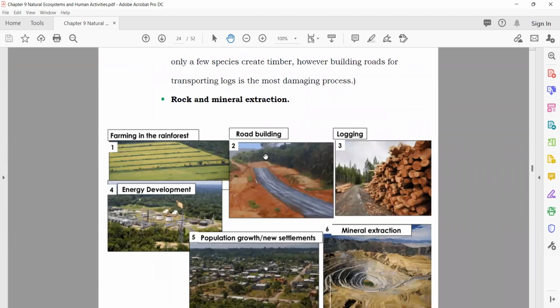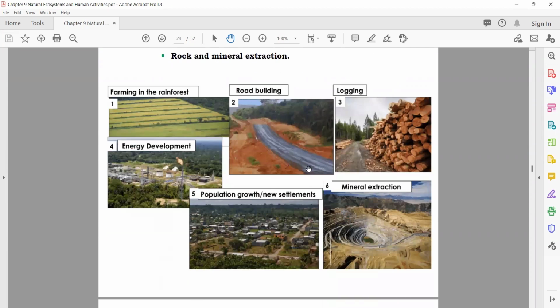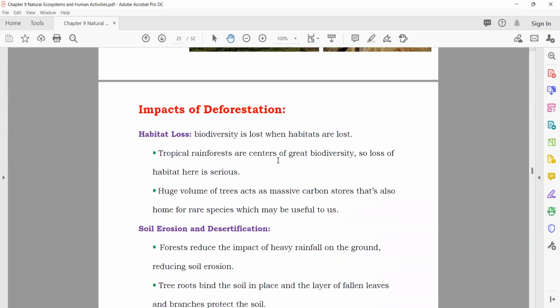So here they have given different pictures in which you can see clearly what the causes of deforestation are. After that, impacts of deforestation: if you cut the trees, first of all, a lot of organisms have their habitat there, and they will lose their habitat, and then again the biodiversity issues will come.